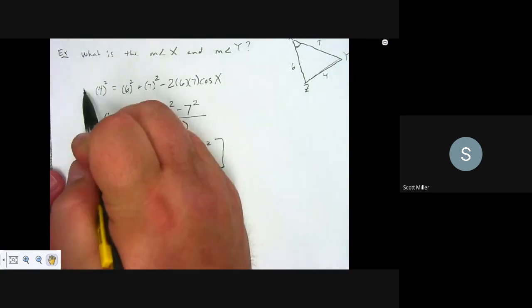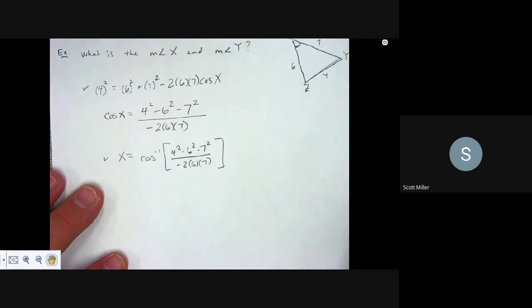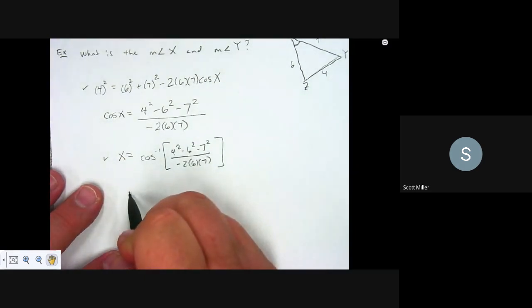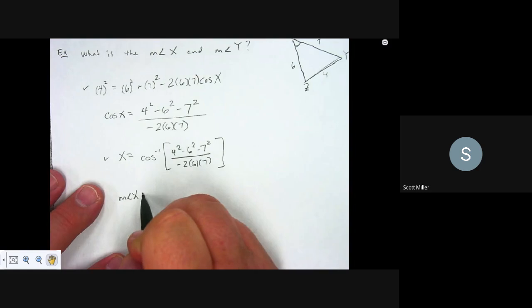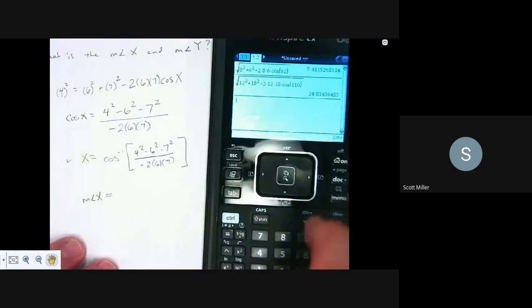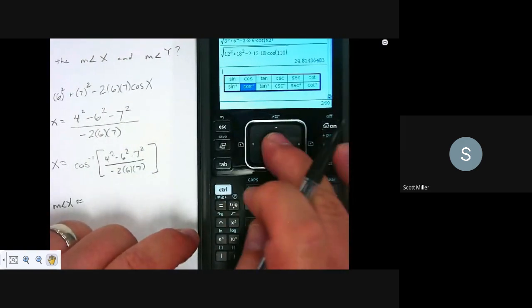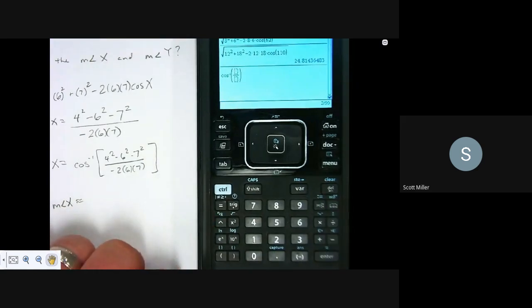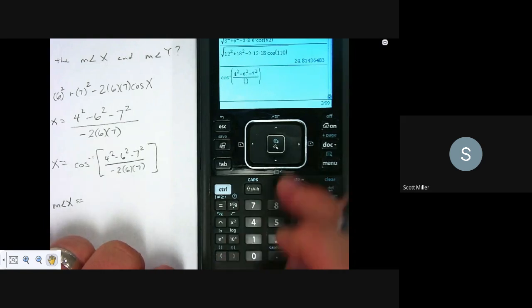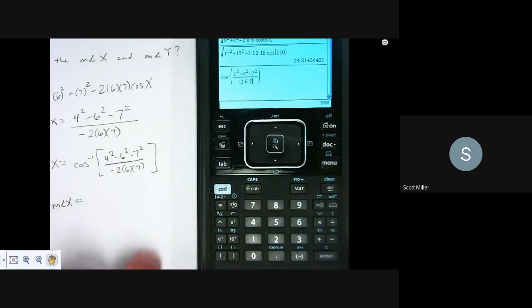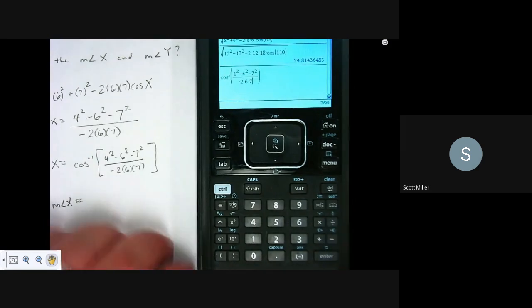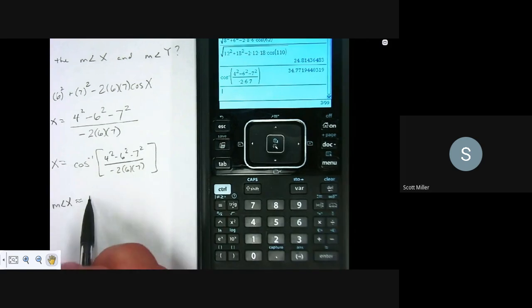So in this process, I'm looking for that line right there. Once I have this line right here, I can find the measurement of angle x by simply typing this into the calculator. So we type in the cosine inverse. We use the fraction line, 4 squared minus 6 squared minus 7 squared over negative 2 times 6 times 7. Just double check that, make sure it's all typed in properly with the right signs, and then hit Control Enter, and there is the measurement of angle x.